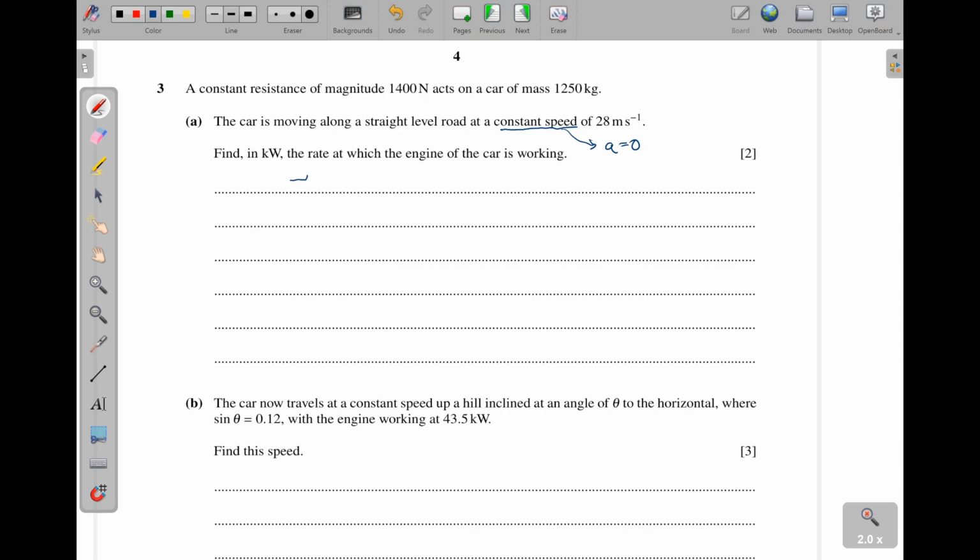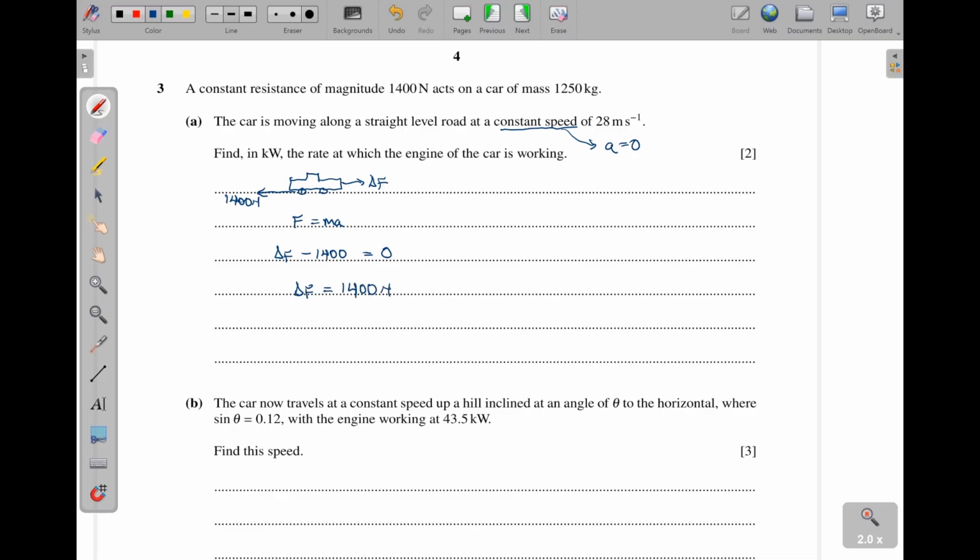So if this is the car here, I always do these sketches to make things simple. This car has a driving force taking it forward, but it also has a resistance force of 1,400 newtons. Now, for constant speed, I've said acceleration is 0. Now we have F equals ma. So the driving force minus the 1,400 is equal to 0, because the acceleration is 0. So the driving force is going to be equal to the resistance force.